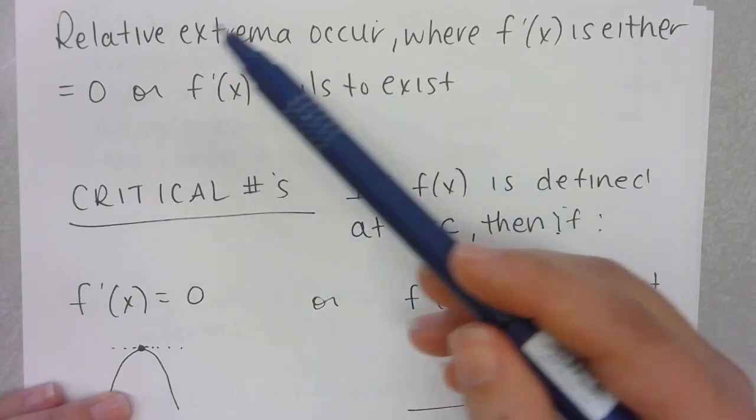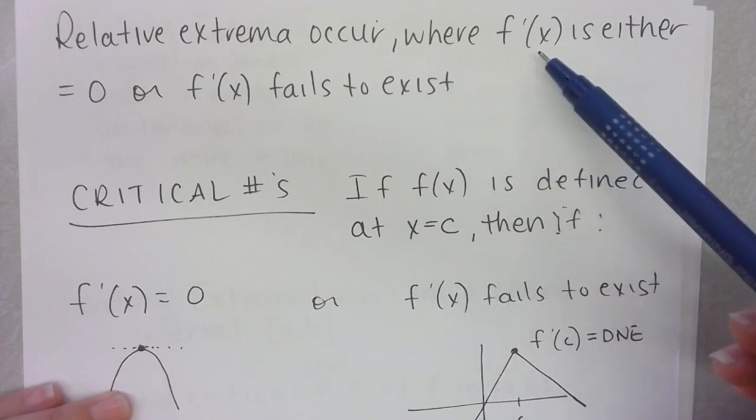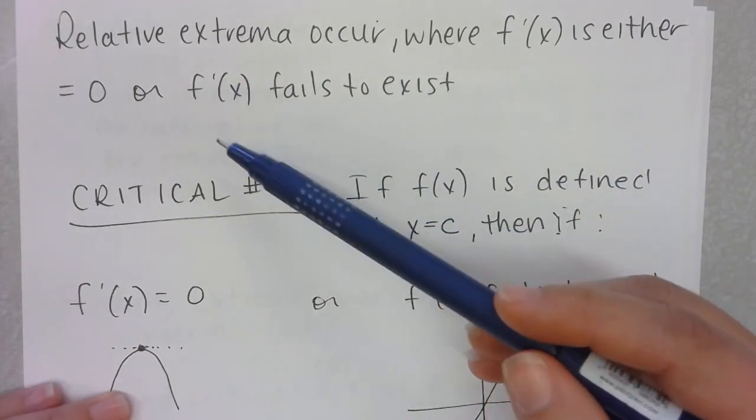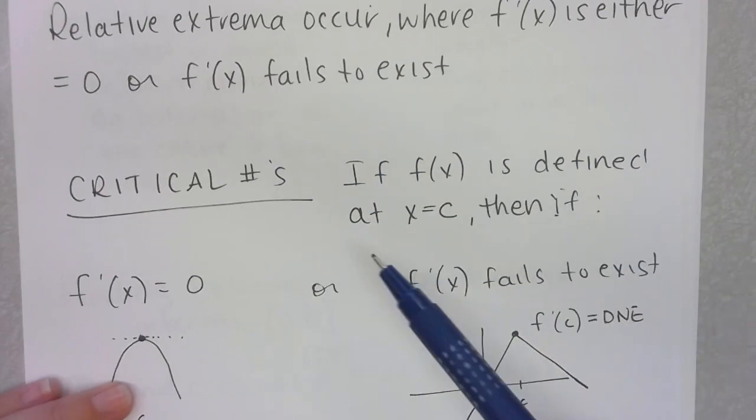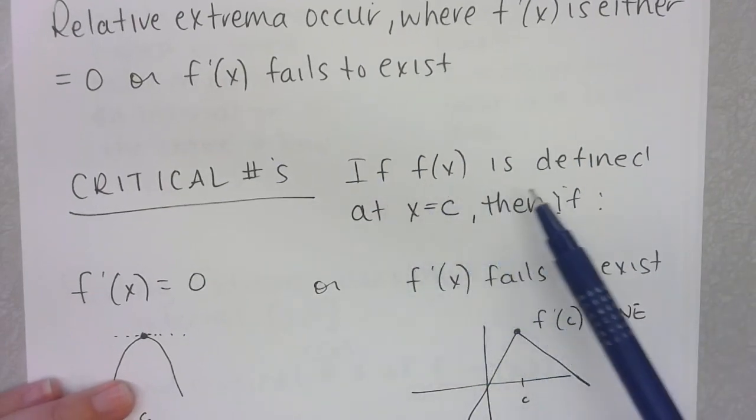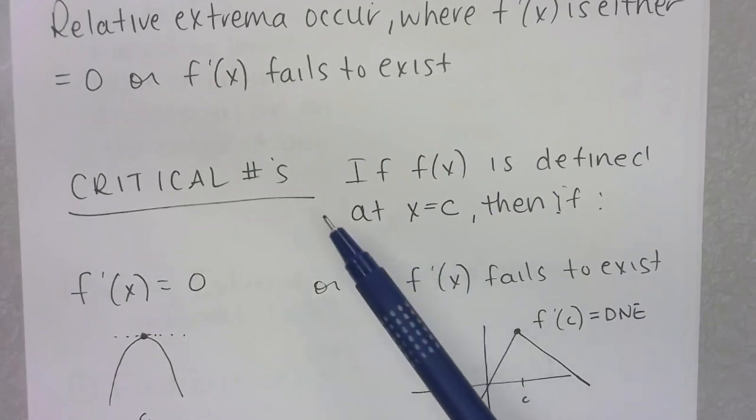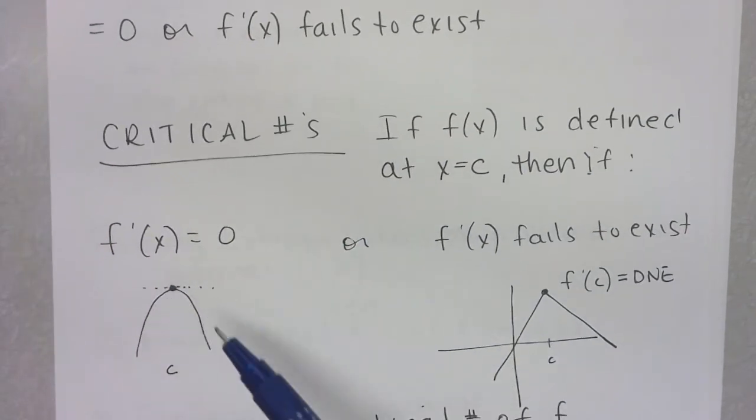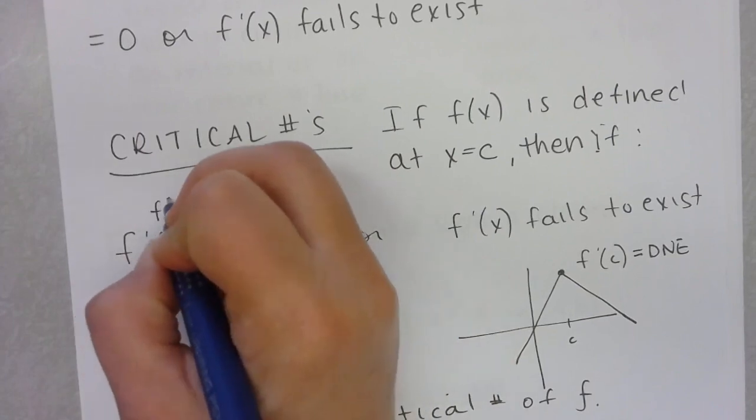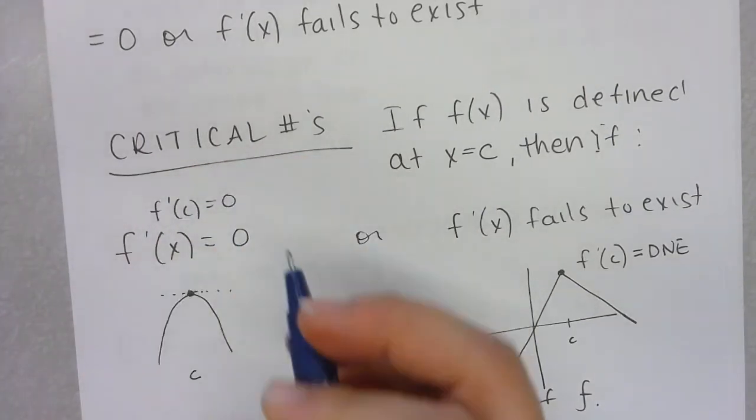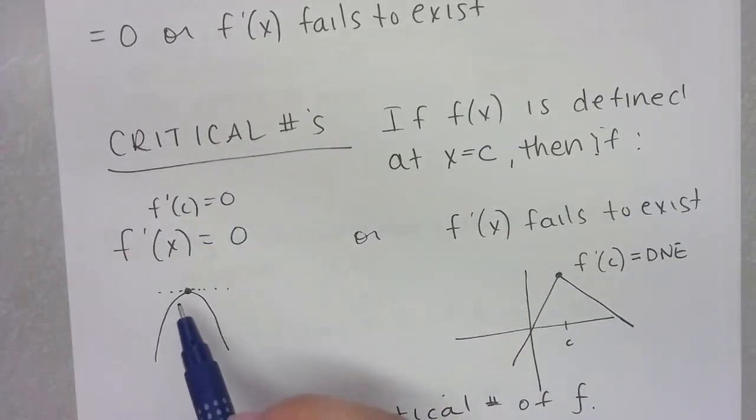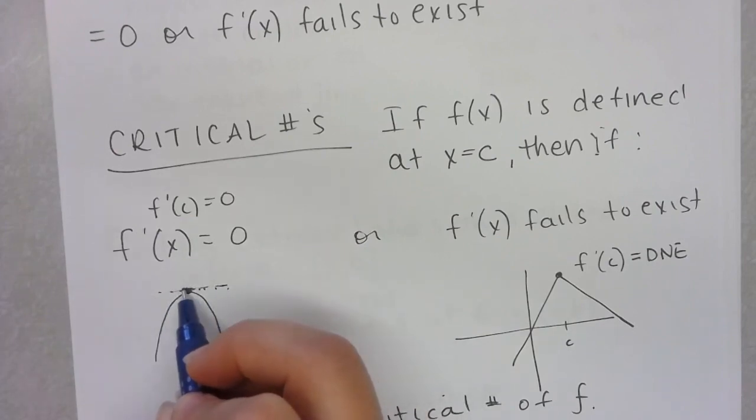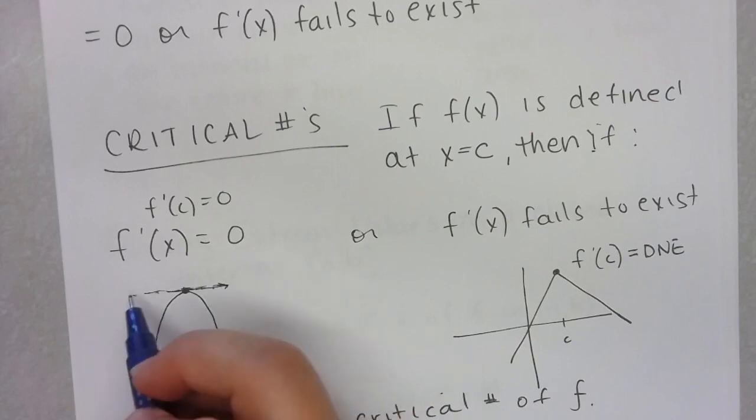And we call these numbers, if I plug in a value c and I get f prime of c is equal to 0, or if f prime of c fails to exist, then we say that c is a critical number, okay? So here at c, my tangent line is horizontal.